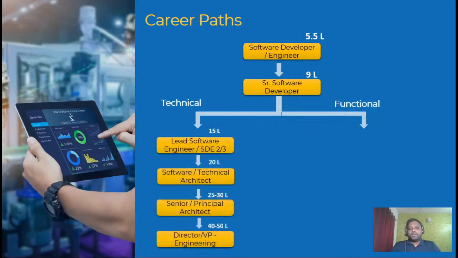So if you wish to move to the technical side, then there's a road to a lead and an architect, where after a senior developer SD, you will become an SD2, SD3, or a team lead as people call them as well. You become a software or a technical architect, and then a principal architect, and then you become a director or VP of engineering.